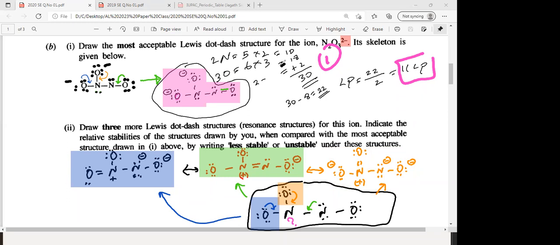Okay, Sijan got it. What about the others? Did you all get it? Okay, shall I erase this?